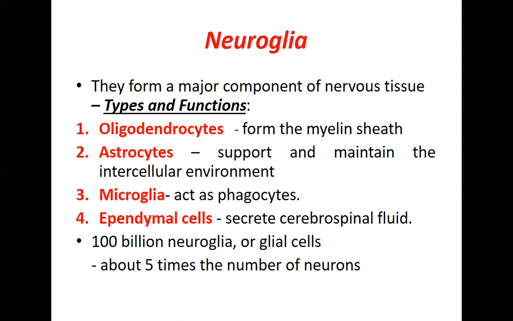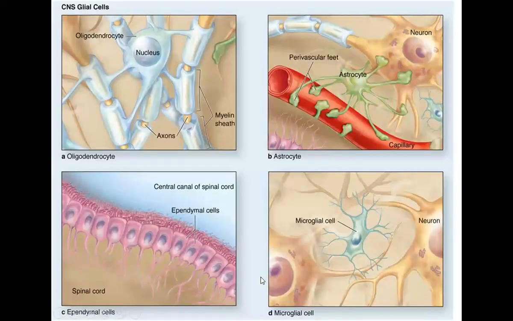In a single brain, the brainstem and other parts of the nervous system, there will be around 100 billion neuroglial cells. The supporting cells will be 100 billion, around 5 times the number of neurons. So if there are 20 billion neurons in a brain, there will be 100 billion glial cells, almost 5 times the number of the neurons. Now coming to the shape, how they look.